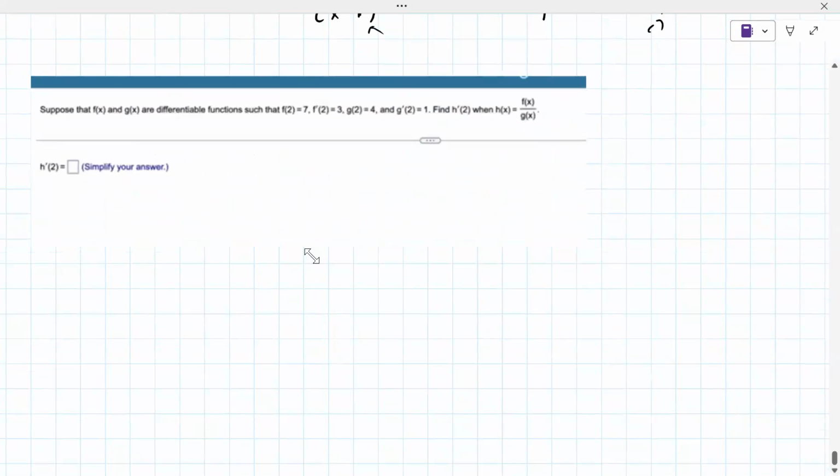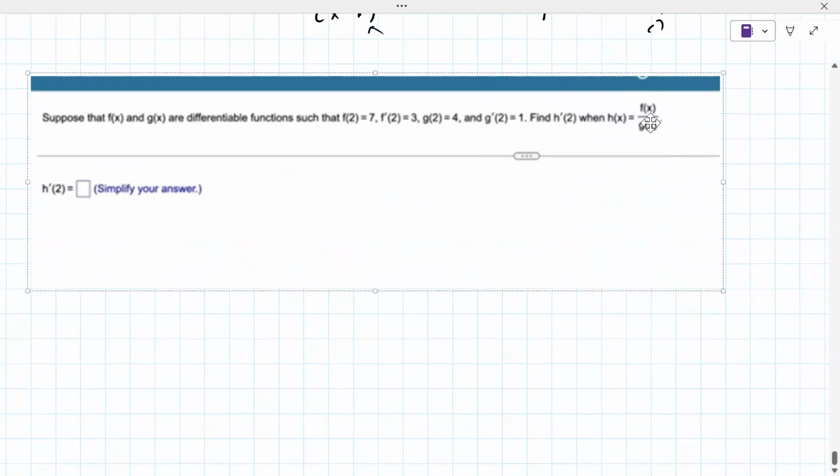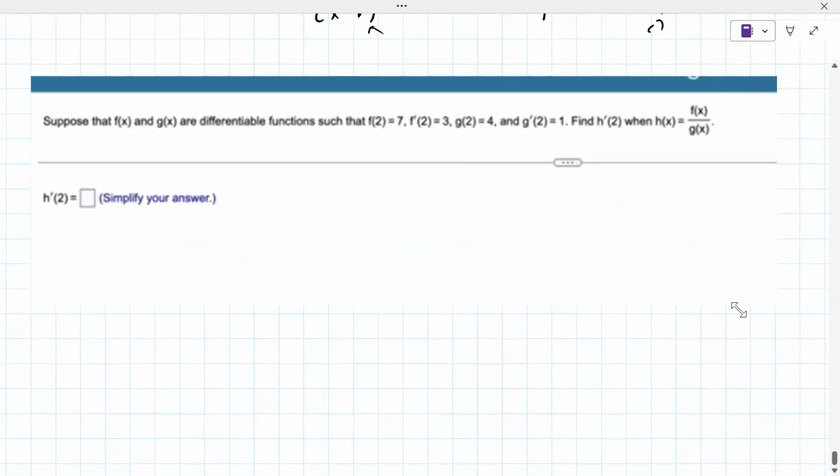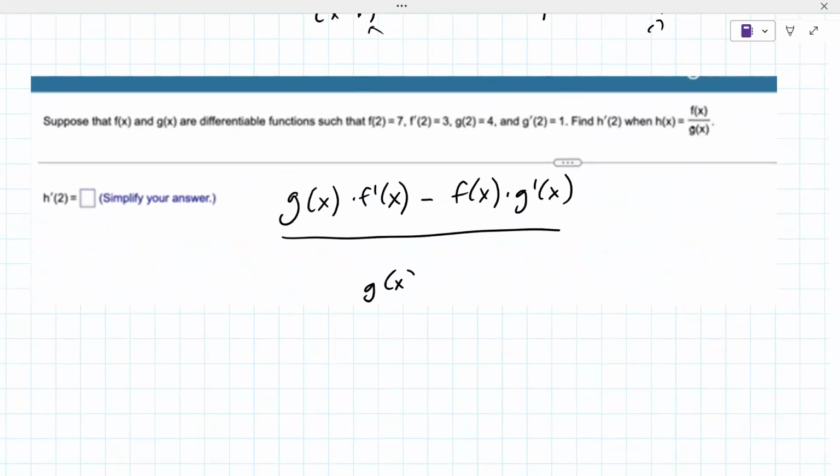The next one here, and I'm all for looking for shortcuts, this one doesn't really have any. It's a quotient rule where you have to put the numbers into the actual derivative rule. So you're not given functions this time. You just have to do that whole bottom times derivative of the top minus the top times the derivative of the bottom over the bottom squared. But you're doing it at 2.